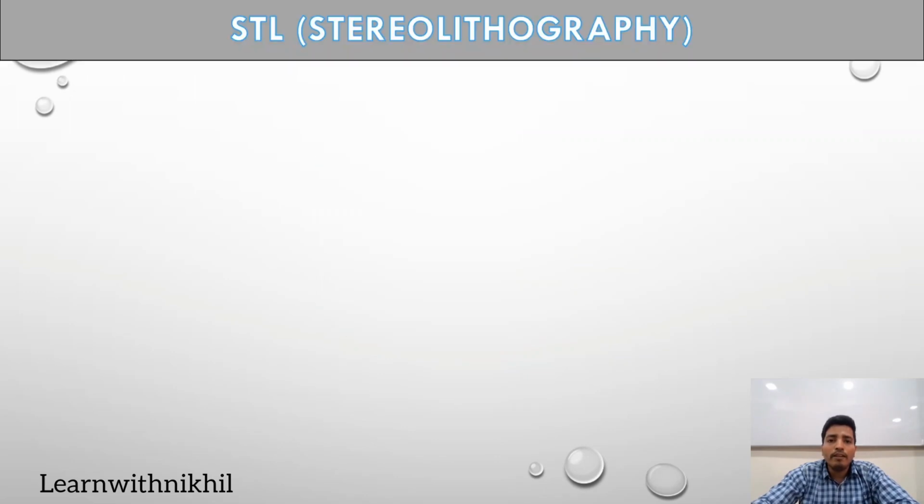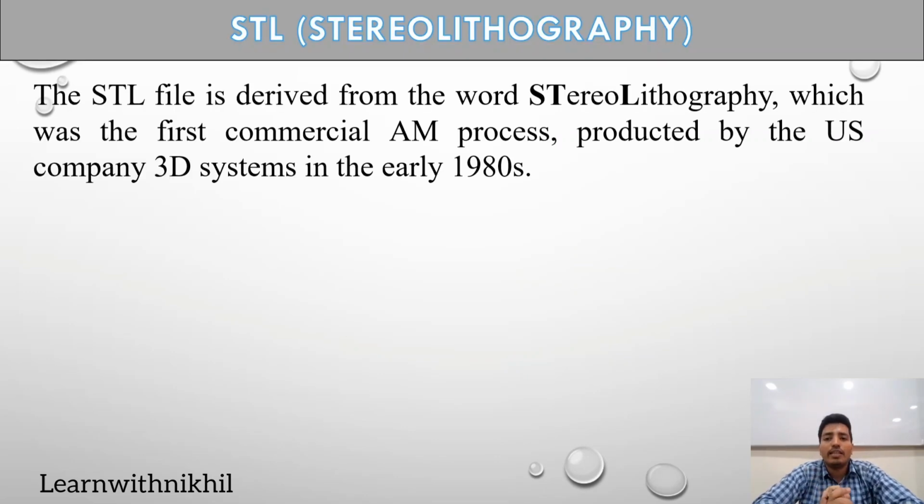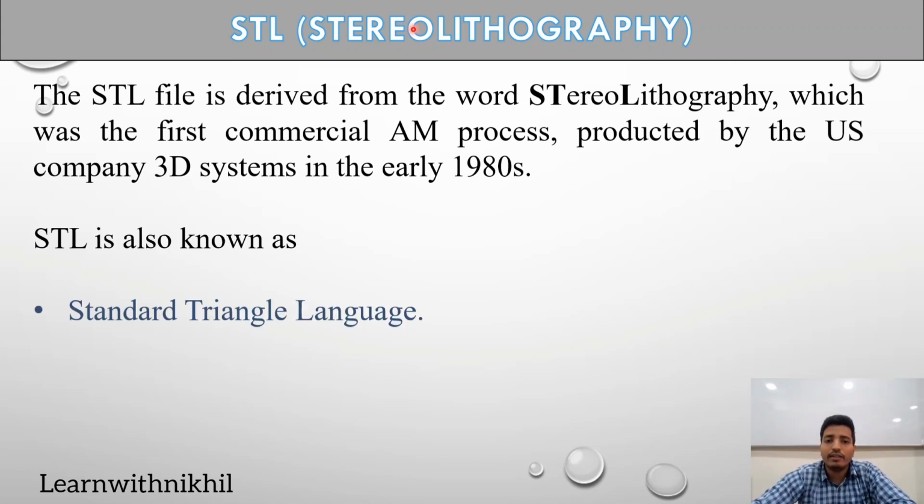Next, moving forward. Now, what is STL? STL is the file format which we have downloaded. As we have seen previously, we exported the file in STL. STL is derived from the word stereolithography, which is the first commercial AM, that is additive manufacturing, process, produced by the US company 3D Systems in the early 1980s. So the STL word is derived from stereolithography, that is ST and L. It has many different long forms also. It is also known as standard triangle language. Why it is called triangle, I'll explain in a while.